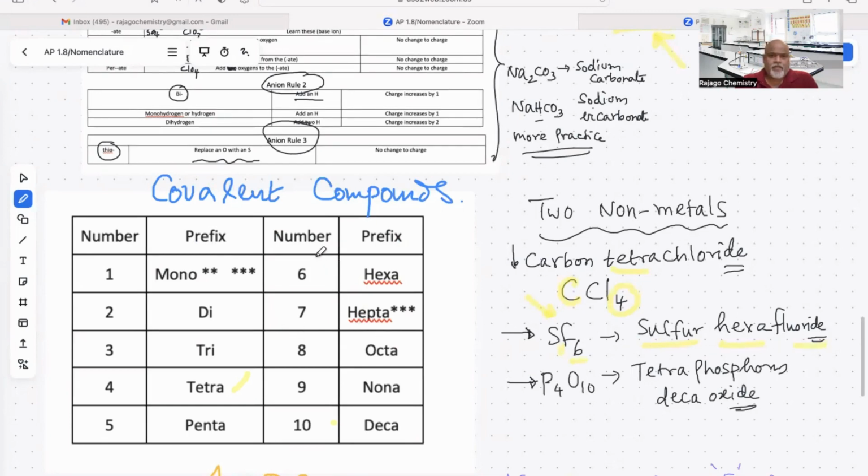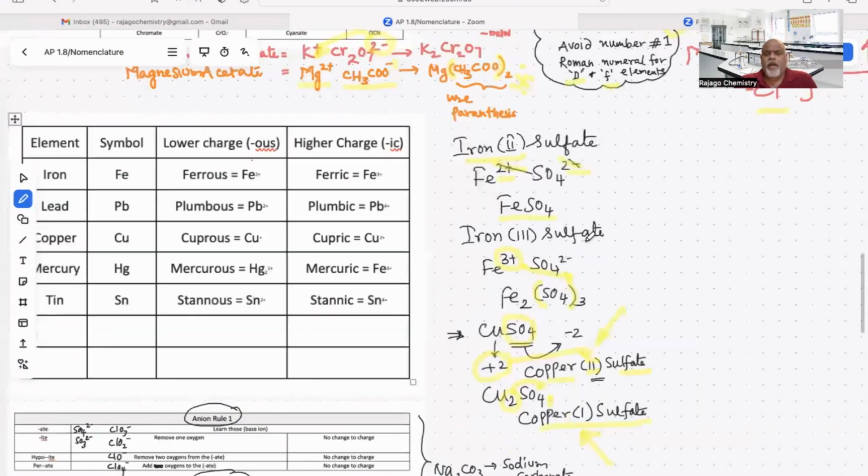Right? Hexafluoride. If it's given P4O10, then I'm going to have four. So 4 is tetra, so tetraphosphorus. And 10 means deca. So I write deca. Tetraphosphorus decaoxide.